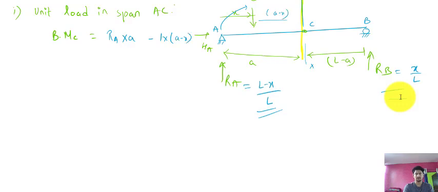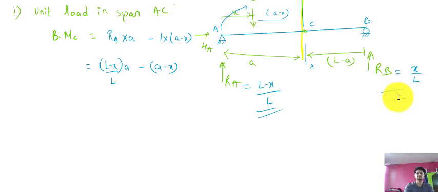Okay, so what will be the equation? RA value is (L minus X) upon L into A, minus (A minus X). Okay, so this is the equation of bending moment when the unit load is in span AC. Now you have to consider the second point.